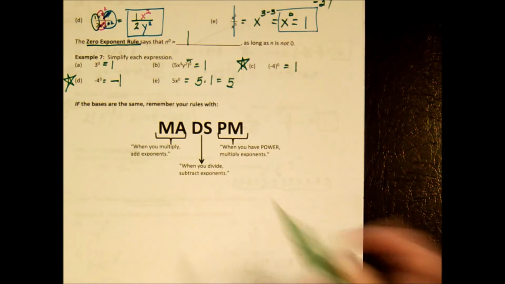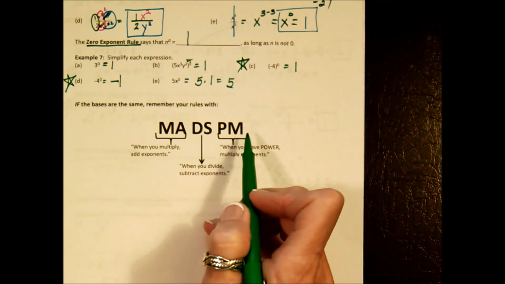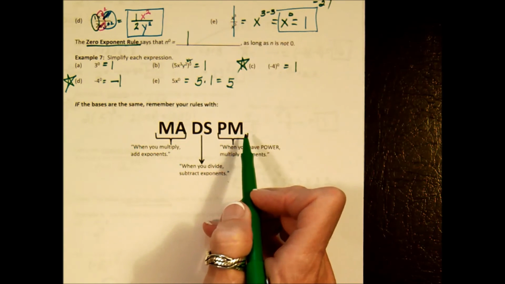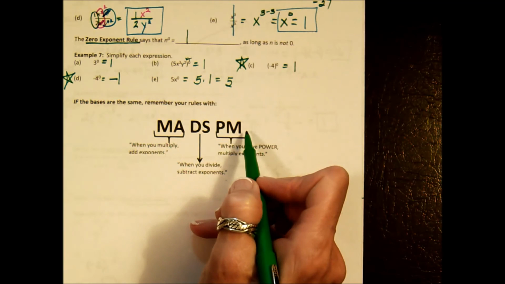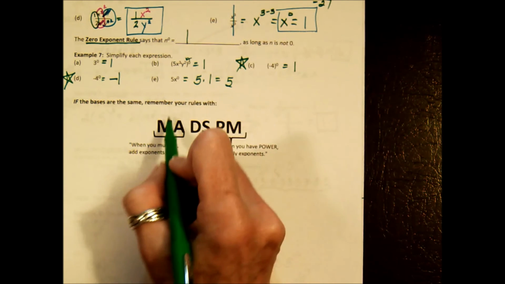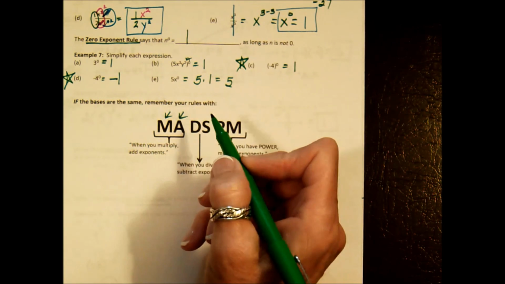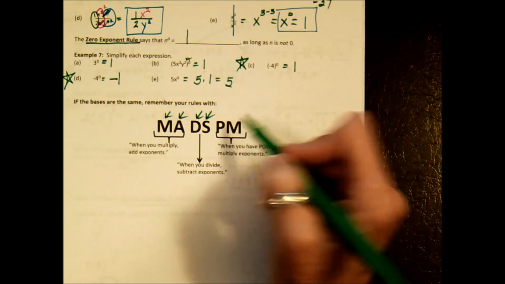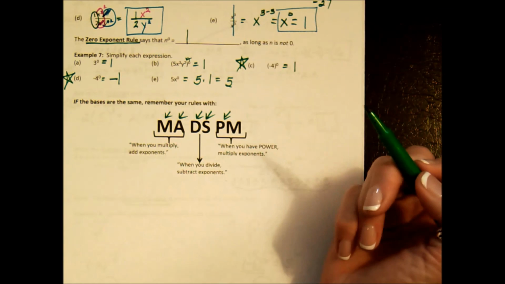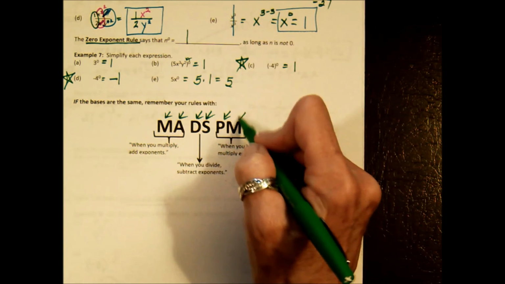All right, a way to remember all of these rules, because it doesn't matter to me if you know the name of them: if your bases are the same, this says when you multiply, add the exponents. When you divide like bases, you subtract the exponents. When you have a power, meaning inside, outside parentheses, you multiply the exponents.